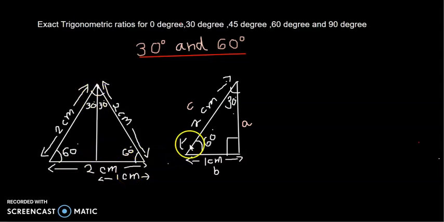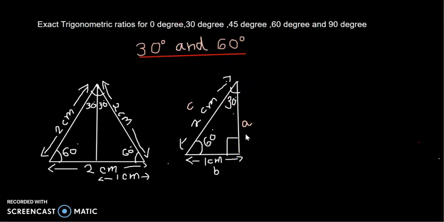So we take one triangle here. It becomes a special right triangle with angles 30°, 60° and 90°. Here the hypotenuse is 2 centimeters. The hypotenuse is the longest side of the triangle and is opposite to 90°. Here B becomes 1 centimeter, which is half of the 2 centimeters. And here A we have to find.